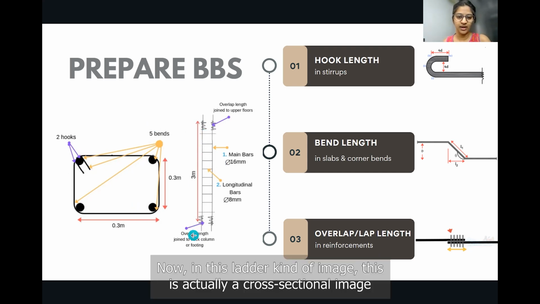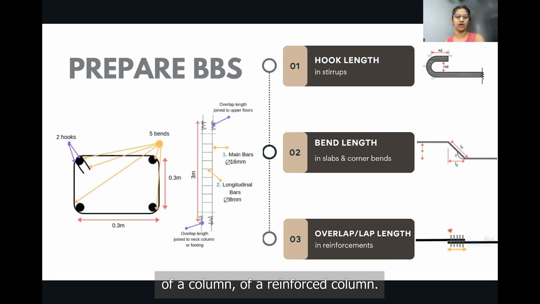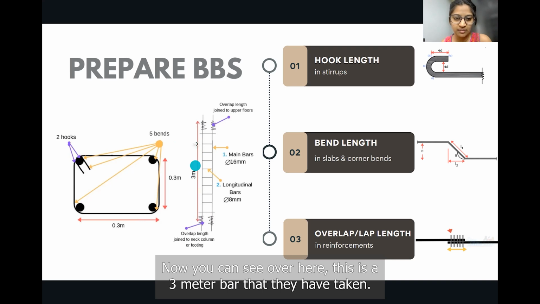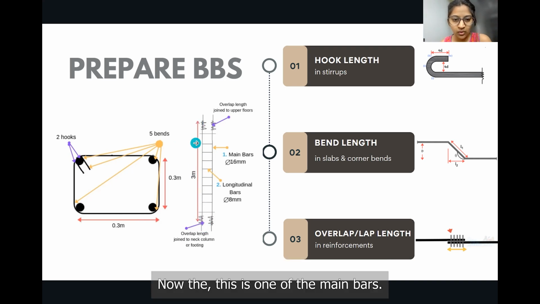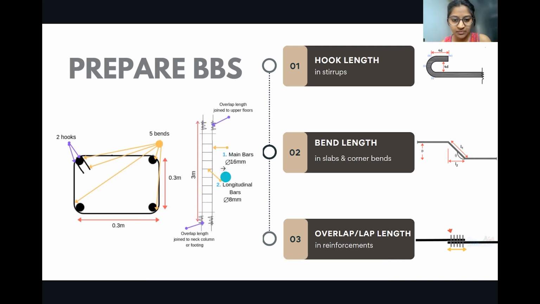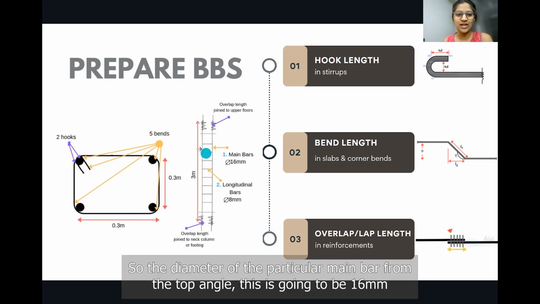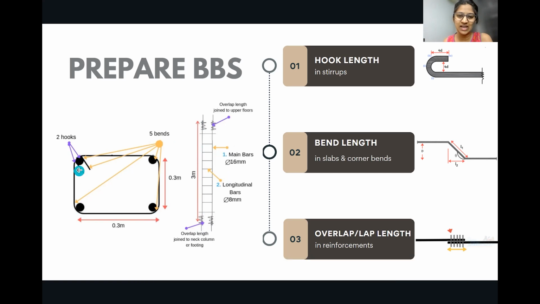Now, in this ladder kind of image, this is actually a cross-sectional image of a column, of a reinforced column. You can see over here, this is a 3-meter bar that they have taken. This is one of the main bars. This particular symbol shows the diameter of the main bar. So the diameter of this main bar from this top angle is going to be 16 mm.